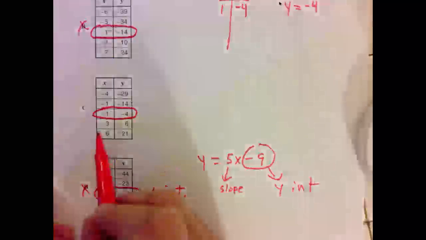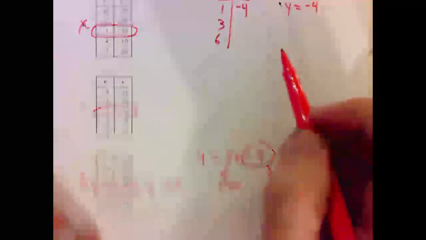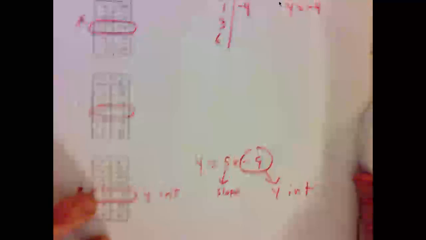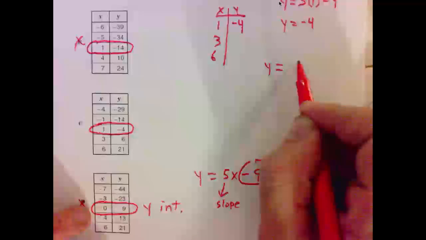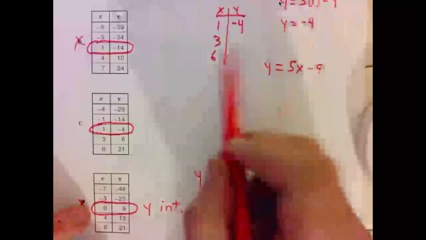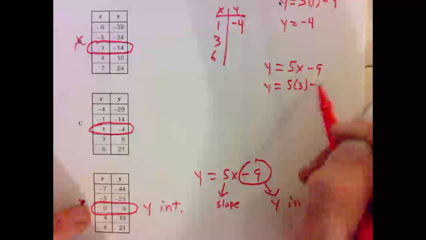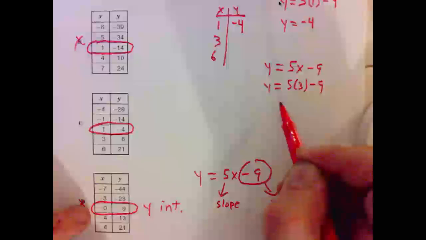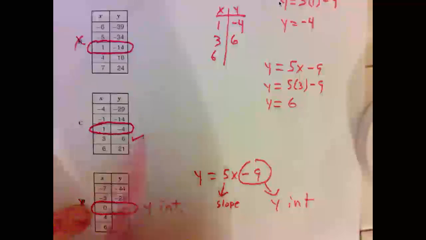I want to check what 3 goes to and what 6 goes to. 3 and 6. Okay, back to our equation. We have y equals 5x minus 9. Let's substitute 3 in place of x. y equals 5 times 3 minus 9. Well, 5 times 3 is 15. 15 minus 9 is 6. So, when x is 3, y is 6. 3 pairs with 6, just exactly like it says in this table.